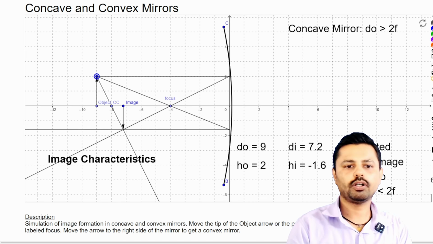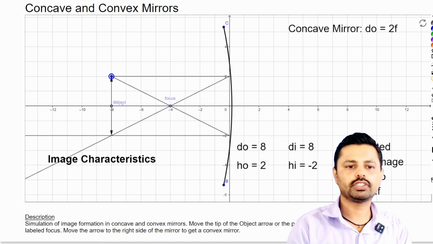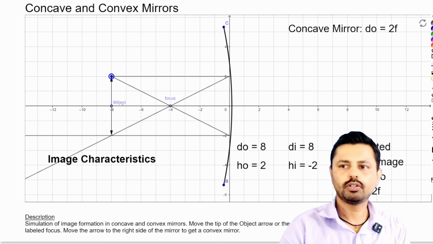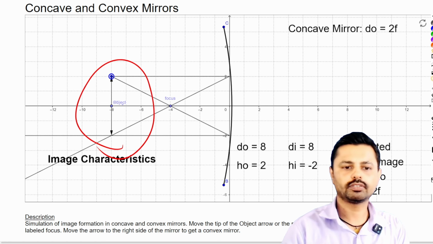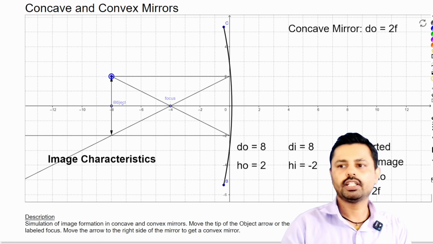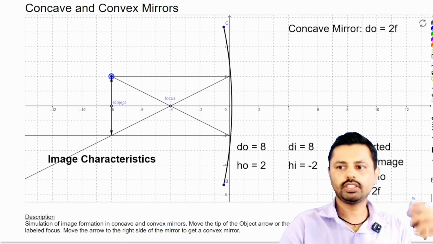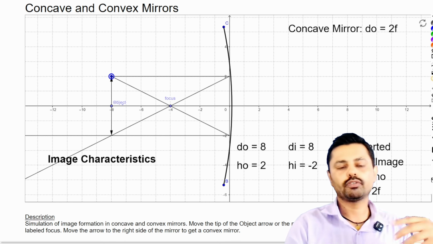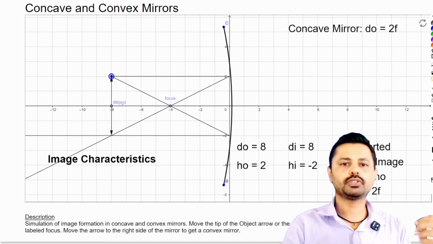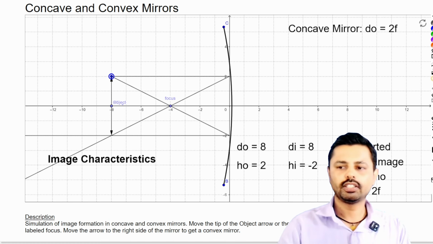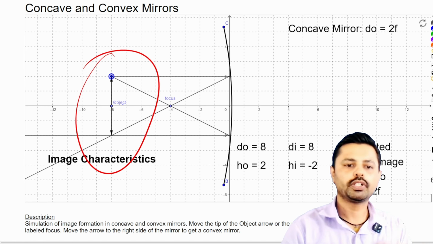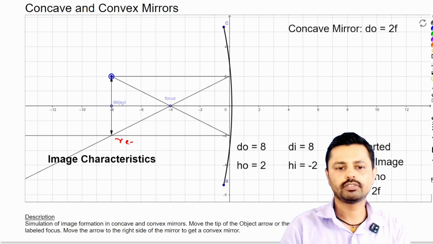But if I bring the object to the center of curvature, you see, the image and the object are both the same size. Very important: if you understand this part, just keep in mind for the exam that you need to learn at which position of the object, what will be the position of the image. So always keep in mind that at the center both are the same size and same height, but the image is real and inverted.